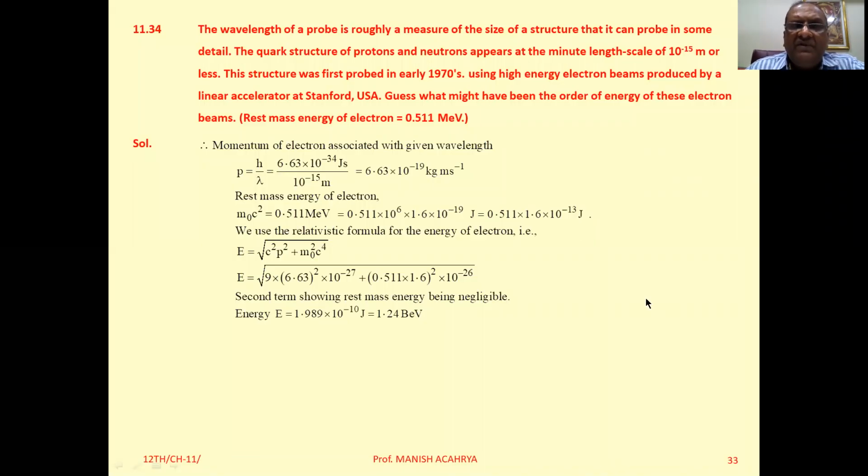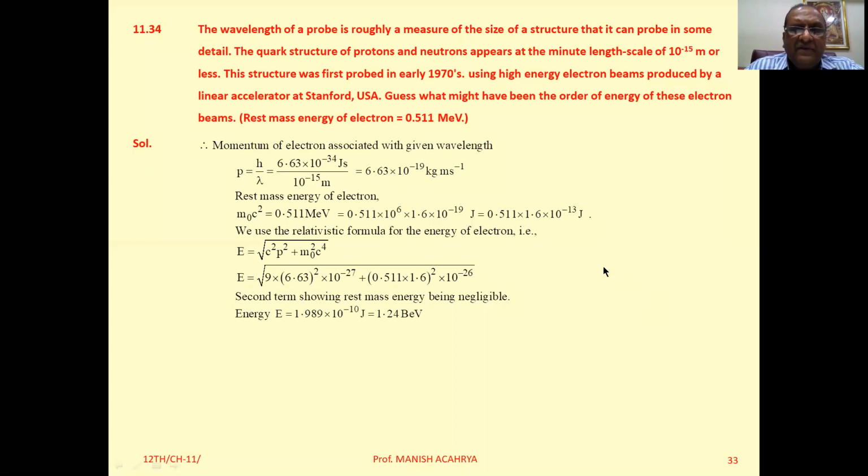11.34. The wavelength of a probe is roughly a measure of the size of structure that it can probe in some detail. The quark structure of protons and neutrons appears at the minute length scale of 10 raised to minus 15 meter or less. This structure was first probed in the early 1970s using a high energy electron beam produced by a linear accelerator at Stanford, USA. Guess what might have been the order of energy of these electron beams. Okay.